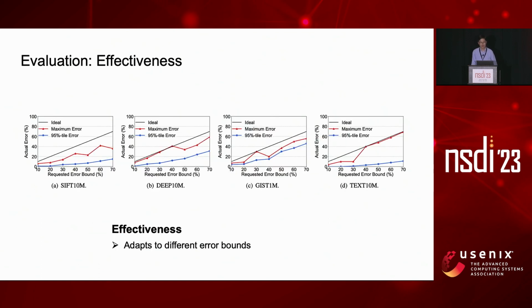We also conduct some experiments to evaluate the effectiveness of guaranteeing the bounded performance. We first vary the request error bounds and keep the other configurations the same. The results show that Auncel is able to guarantee the error bounds. As we increase the errors, the measured actual error increases as well, indicating that Auncel adapts to different request errors.